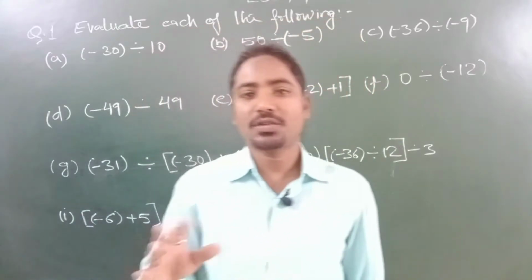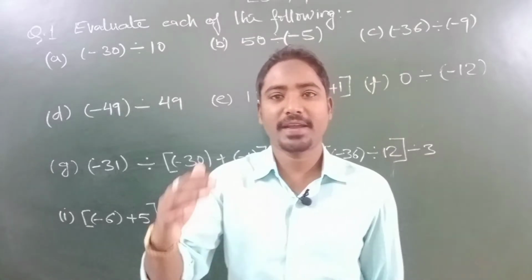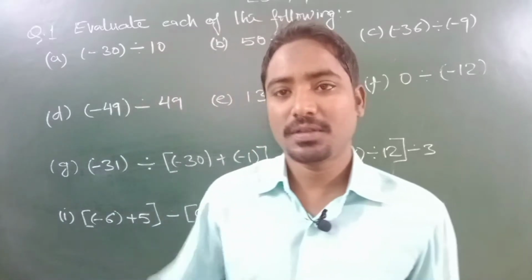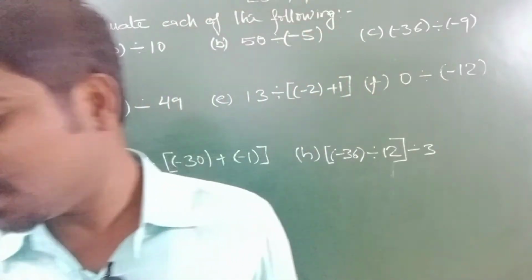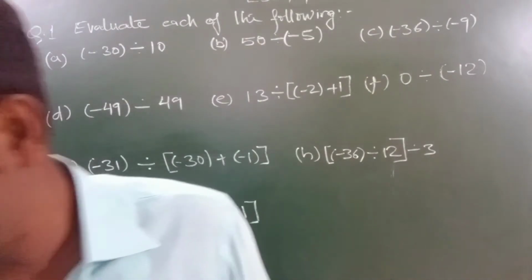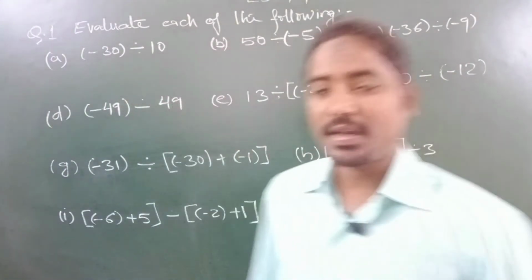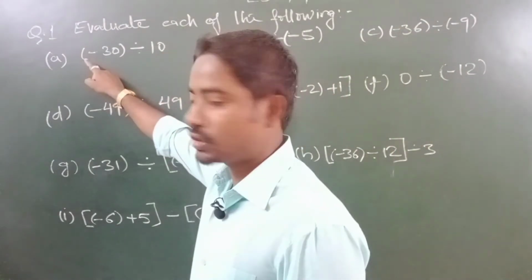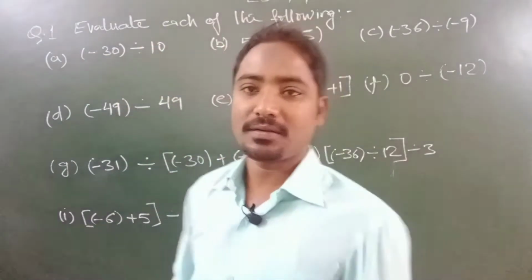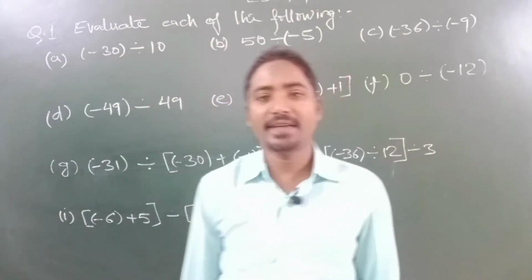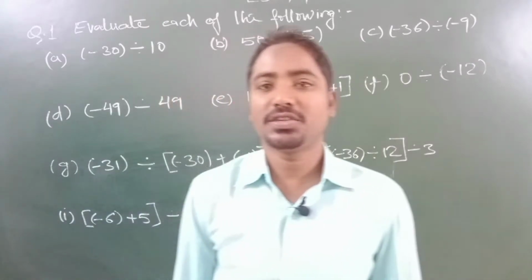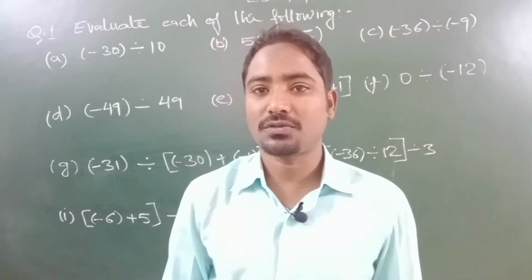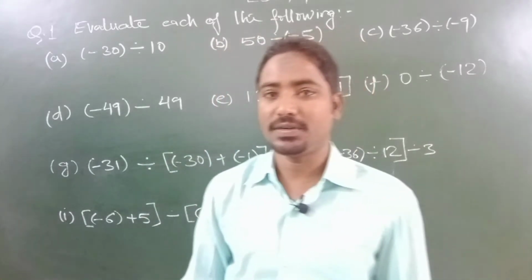And one more thing, it has already been explained in my introduction video of the integers chapter, but if you have not gone through that video, then I will explain it here while solving this question. Now, starting from the very first question, students, it tells you to divide minus 30 by 10. As I told you while teaching the multiplication of integers, like that only we will solve the division of integers.